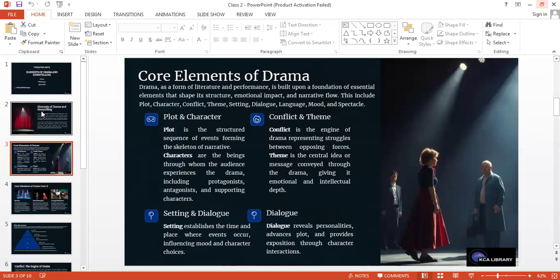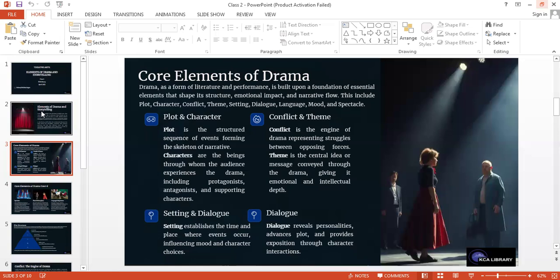Plot is the structured sequence of events forming the skeleton of the narrative. What about the character? Characters are the beings, the persons, through whom the audience experiences the drama, including protagonists, antagonists, and supporting characters. The next is conflict and theme. Conflict is the engine of drama, representing struggles between opposing forces, while theme is the central idea or message conveyed through drama, giving it emotional and intellectual depth.